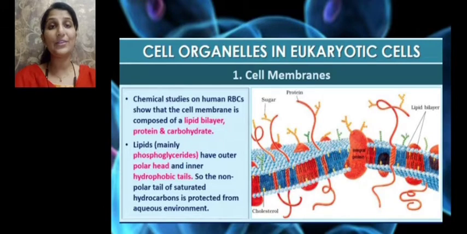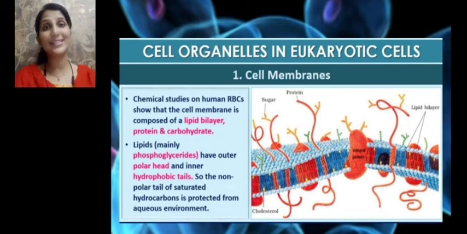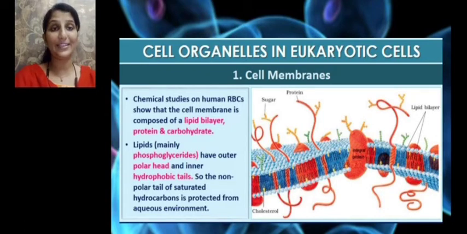The tail region, what we have to learn, is hydrophobic, or non-polar, whereas the polar head is hydrophilic, that is, water loving. The head region is water loving, which is facing towards the outer environment or towards the inner side of the cell, that is towards the aqueous cytoplasm. Whereas the tail region is very well protected from the aqueous layer. So the non-polar tail of saturated hydrocarbons is protected from the aqueous environment.